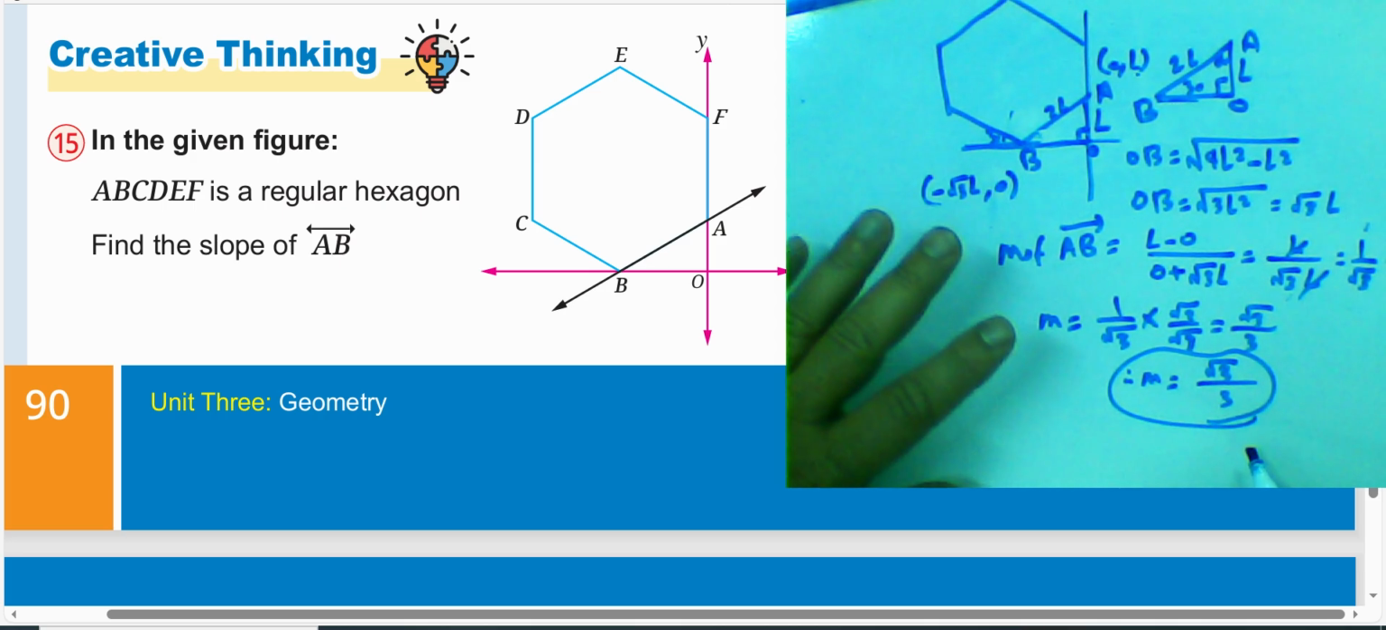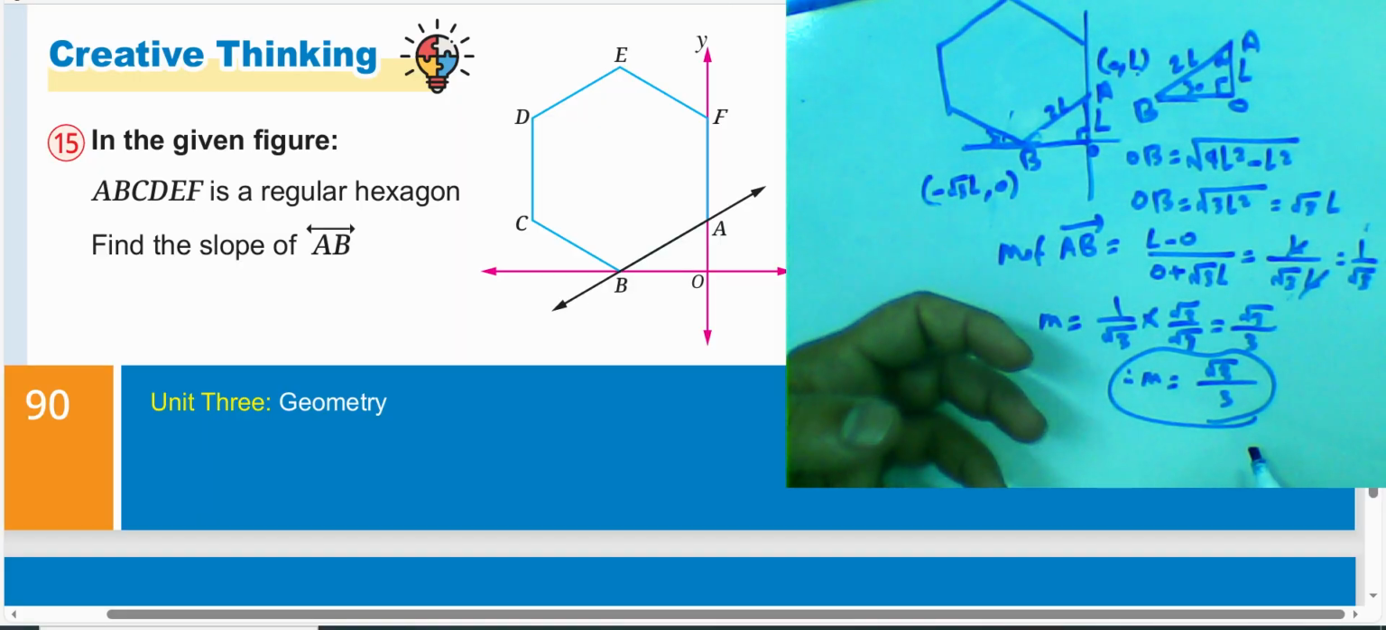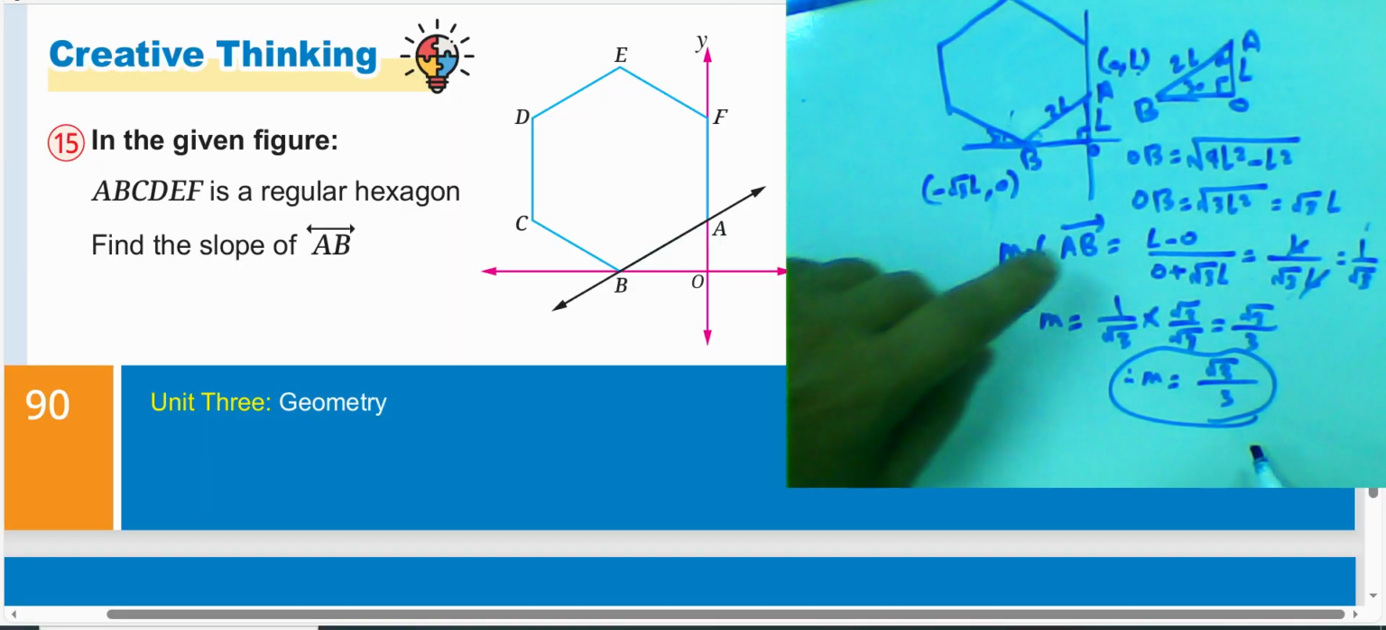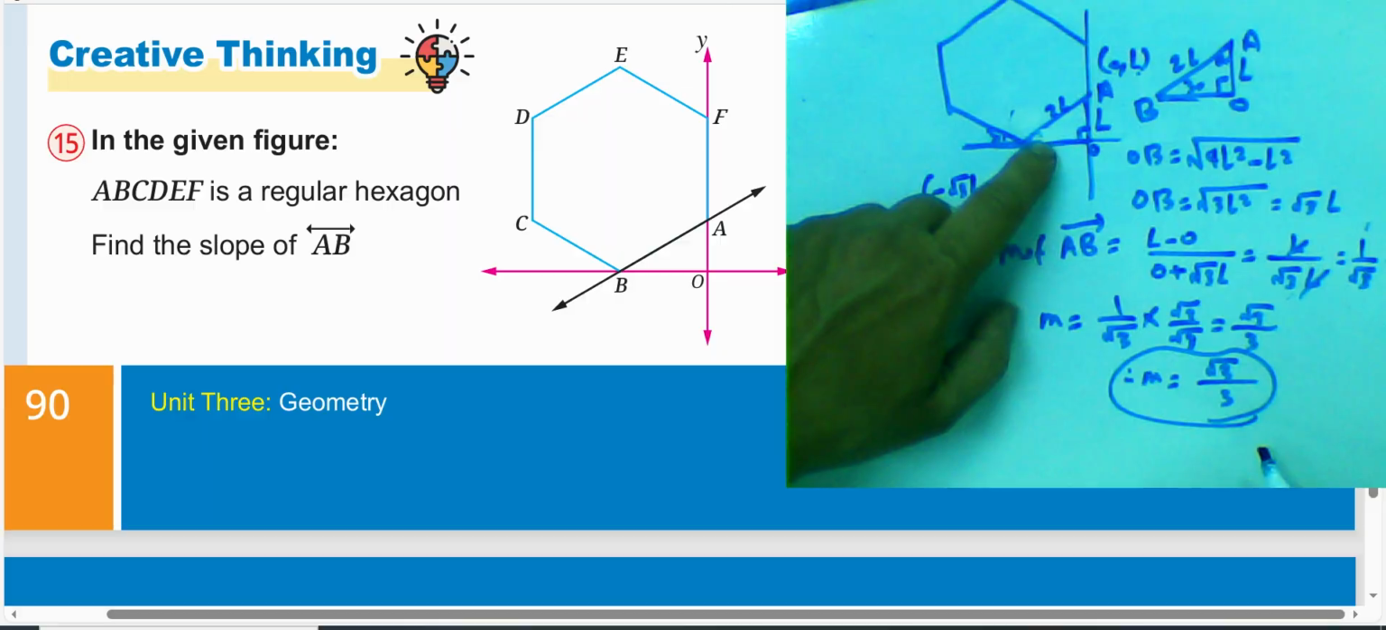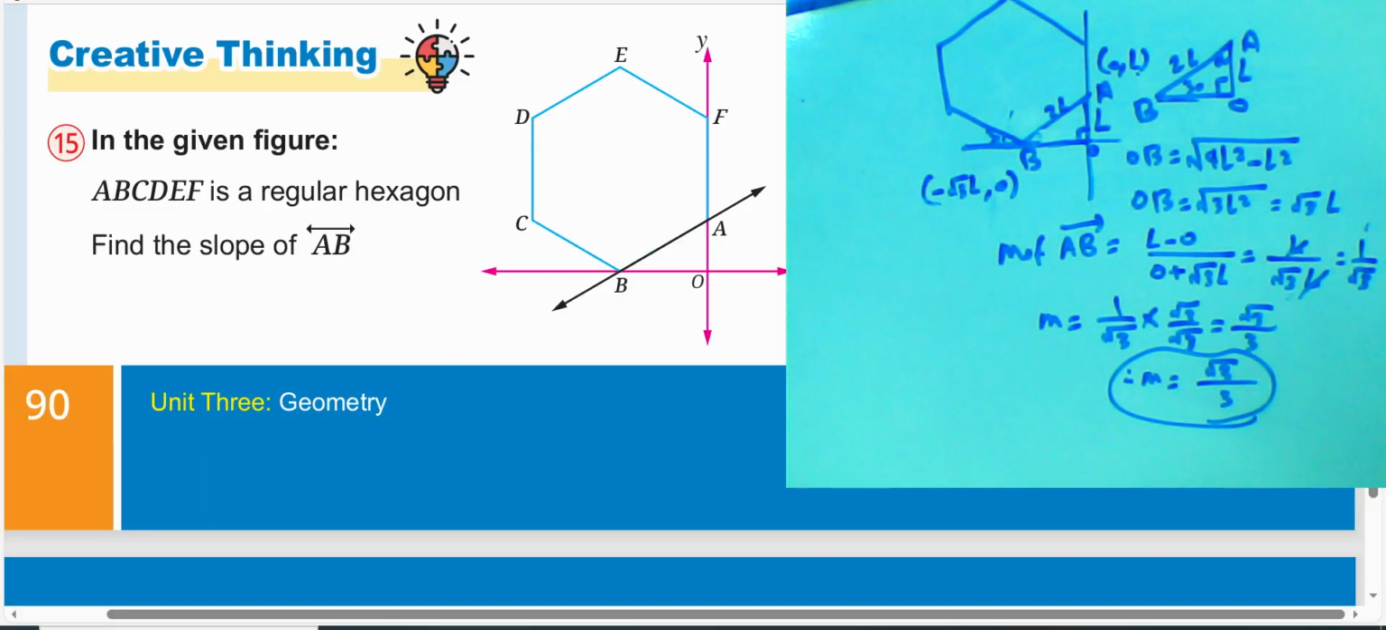Okay, understood? So this example we solved by what? By knowing the properties of the 30 60 triangle. This angle 30 and this 60, the side opposite 30 is half of the hypotenuse.